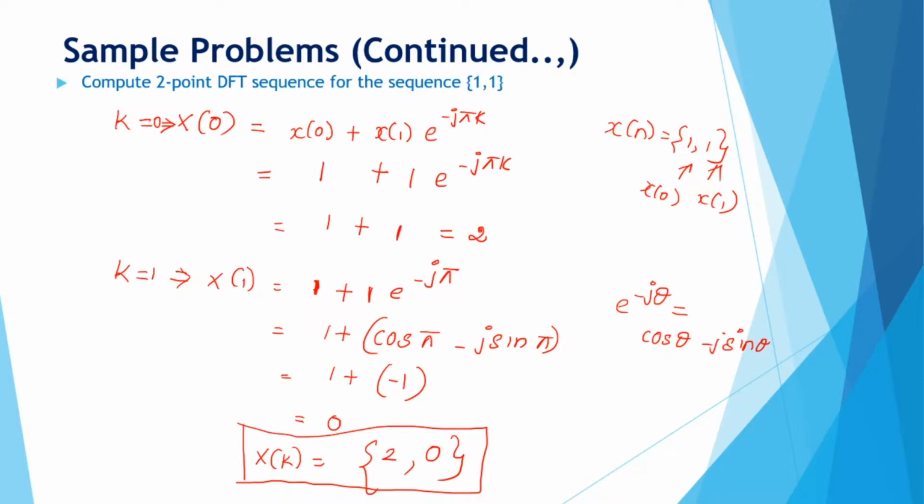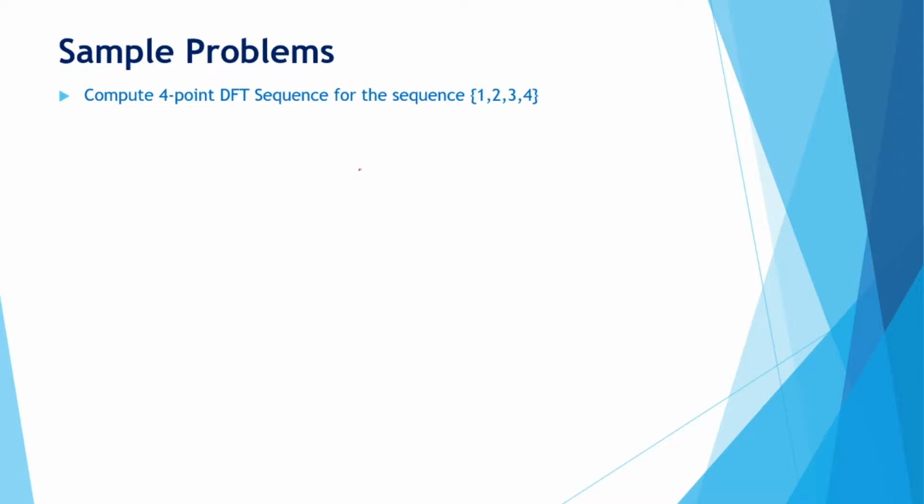Now this is a very simple computation. When we go for a higher order N-point sequence, for example, I am going to compute the 4-point DFT sequence for the given samples. My x of n in this question is equal to 1, 2, 3, 4. What is the first step?